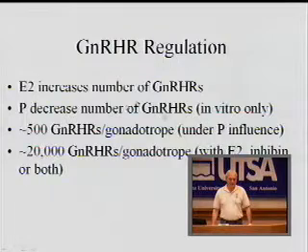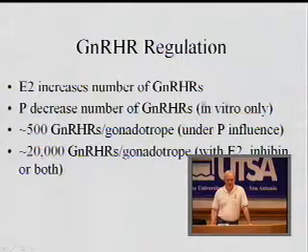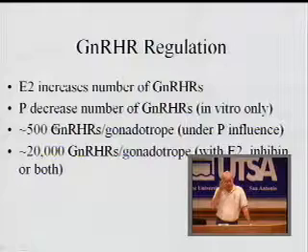Progesterone decreases the number of receptors. So this has been demonstrated in vitro only at the time, about 2000, I guess, or maybe 1999, of searching the literature. There might be more known about that at the time you view this lecture. But what was demonstrated at that time was that there would be about 500 GnRH receptors per gonadotrope. Again, this is in vitro, so they can get the cell number.